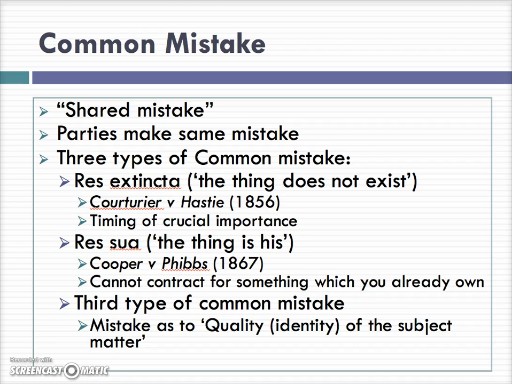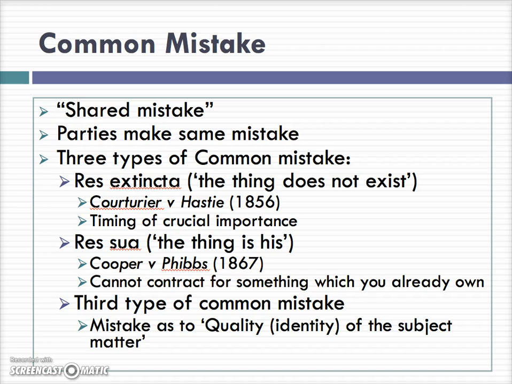Now, as it turned out, the uncle, when he died, had bequeathed the fishery to his nephew. So at the time that the aunt and the nephew made their contract for the lease of the fishery, the nephew already owned it. So in other words, the nephew was leasing something that he already owned. And that makes no sense.